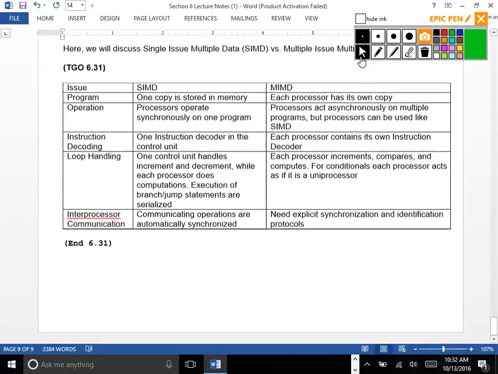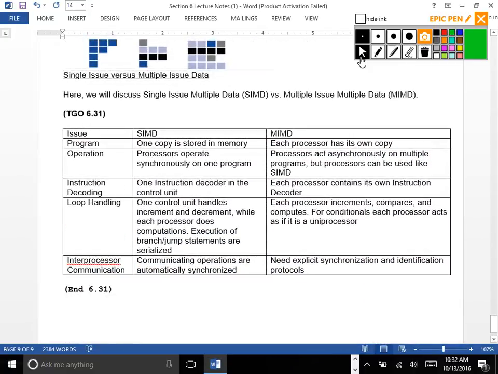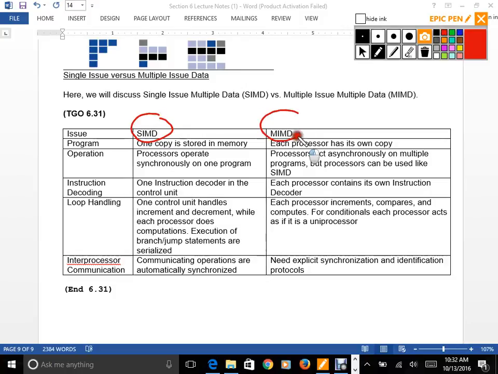All right, so the last concept we'll cover in section 6 is this idea of single issue multiple data versus multiple issue multiple data. What's going on here? We have single issue multiple data in the table. And you can actually configure the Tensilica processor to do both of these. The tool that you're going to use is really cool because it'll allow you to play with the processor and see how all the instructions actually flow through.